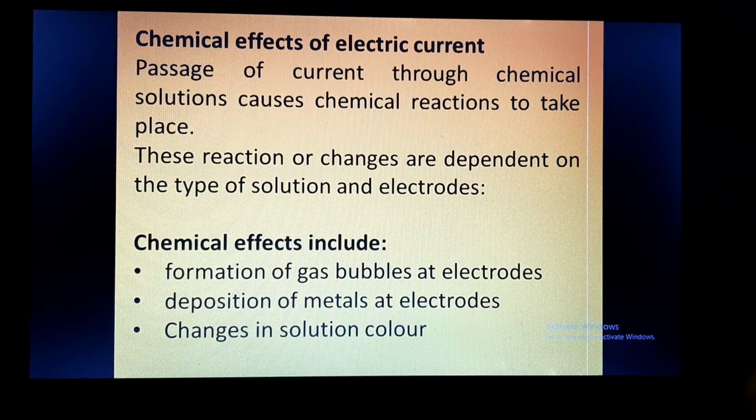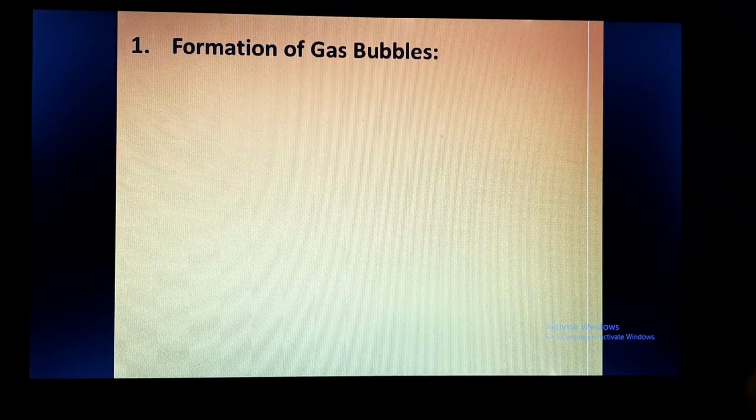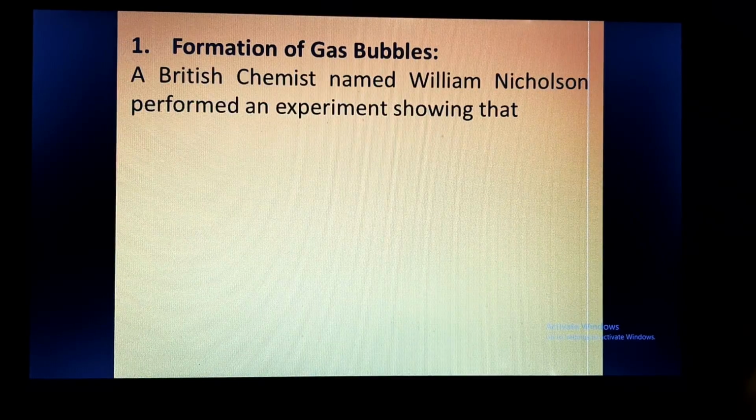Now what happens when the current passes through this circuit? Chemical changes or chemical reactions take place in this liquid. So what can be the effect? Gas bubbles can form at electrodes. At electrodes, metals can be deposited, or there can be a change in color of the solution. First, we'll discuss formation of gas bubbles.